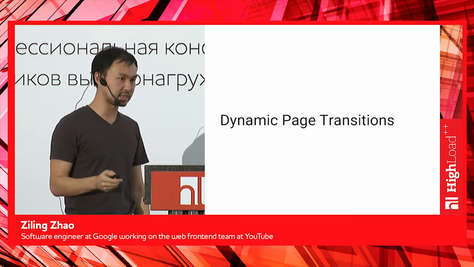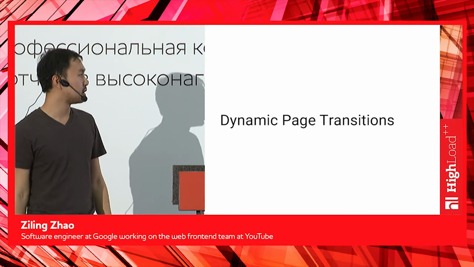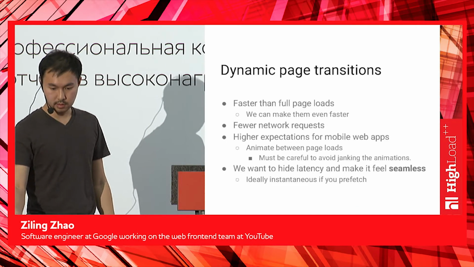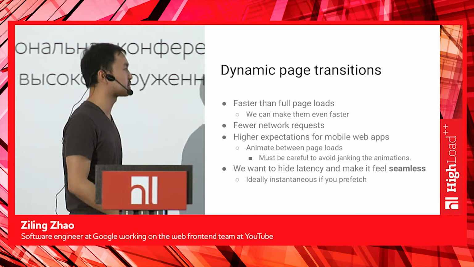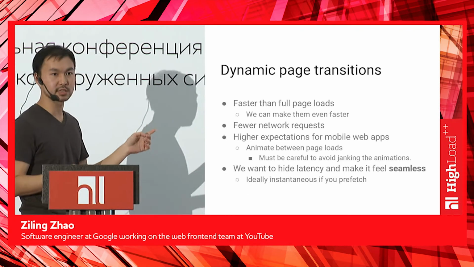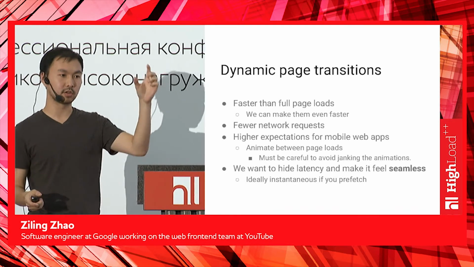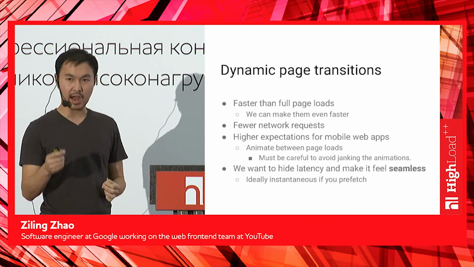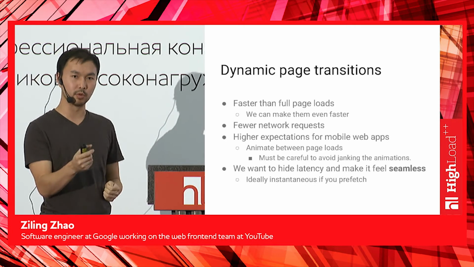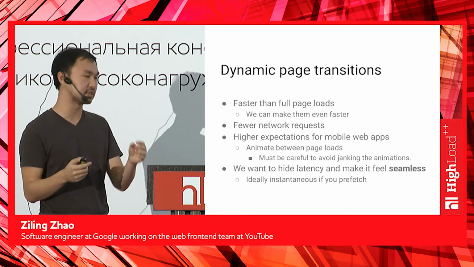So let's move on to dynamic page transitions, which I refer to as warm transitions. These are typically faster than full page loads, but we can make them even faster. There's fewer network requests because a lot of things are already downloaded. Your HTML is already there. You're downloading only special sections of it to be updated. But there's also higher expectations here, especially if you're making a mobile web app that's trying to compete with native. You need to animate between your page loads. It needs to look super smooth.